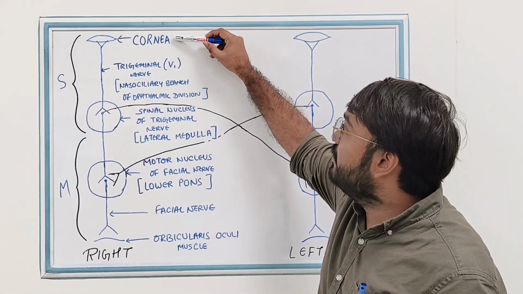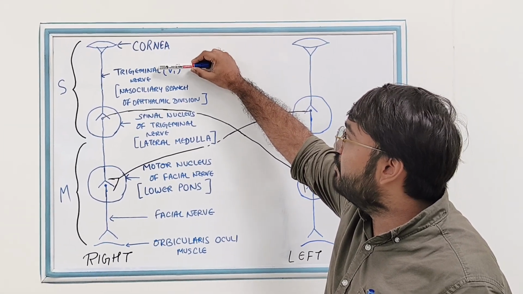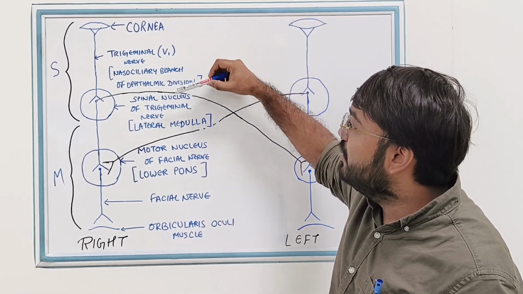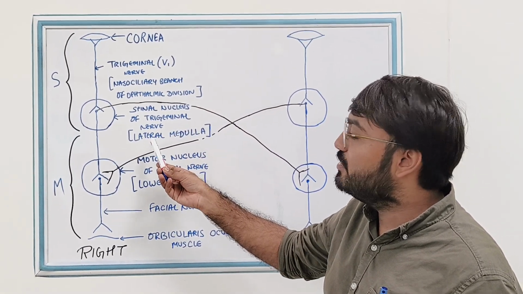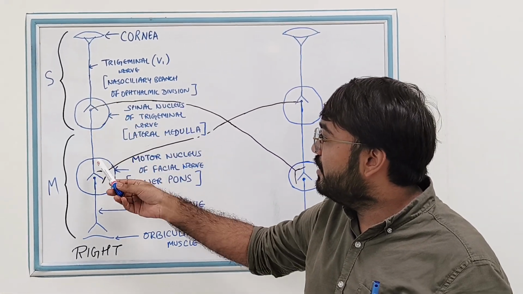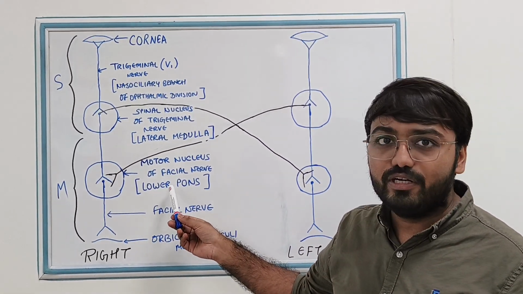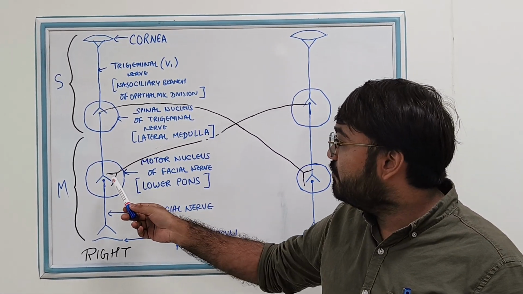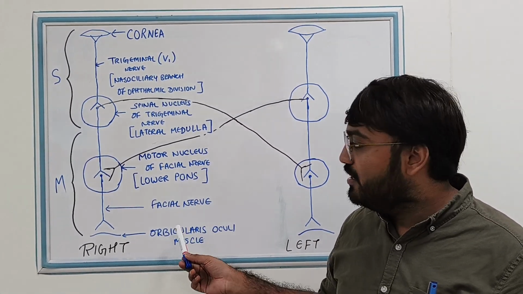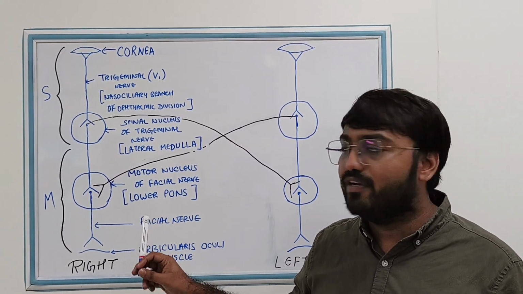On touching the cornea with a wisp of cotton, the afferent fibers carried by the trigeminal nerve, that is nasociliary branch of ophthalmic division of trigeminal nerve, relay in the spinal nucleus of trigeminal nerve, which is located in the lateral medulla. From there, on the ipsilateral side, the fibers are projected to the motor nucleus of facial nerve, which is located in lower aspect of pons, and from there the ipsilateral facial nerve carries the efferent fibers to the orbicularis oculi muscle, resulting in blinking of the ipsilateral eye, which is called as direct corneal reflex.